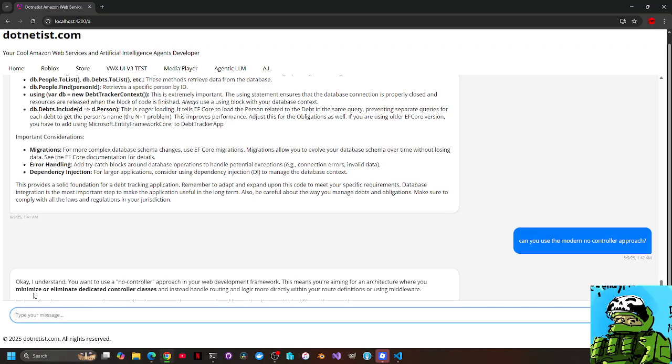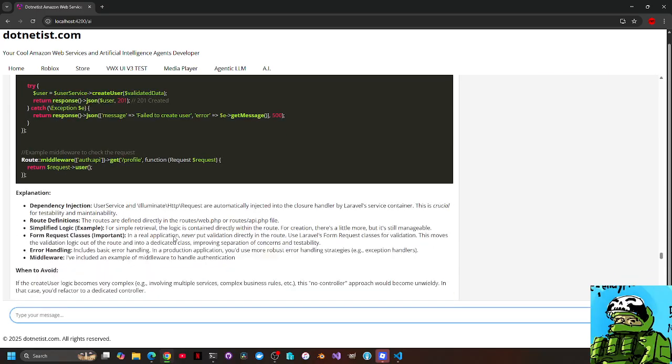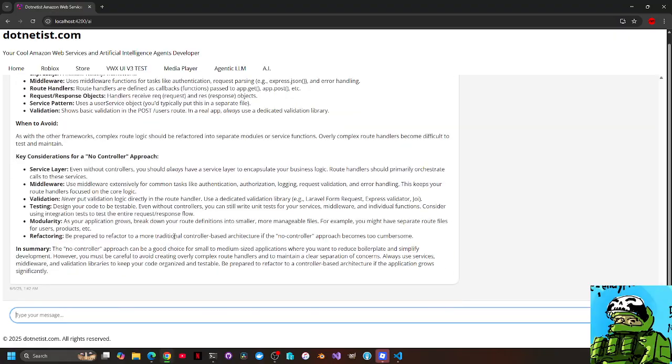Okay, I understand you want to use a no controller approach in your web development framework. This means you're aiming for an architecture where you minimize or eliminate dedicated controller classes and instead handle routing and logic more directly within your route definitions or use middleware. Let's outline the core concepts, advantages and disadvantages, and some examples of how to implement this in different frameworks.